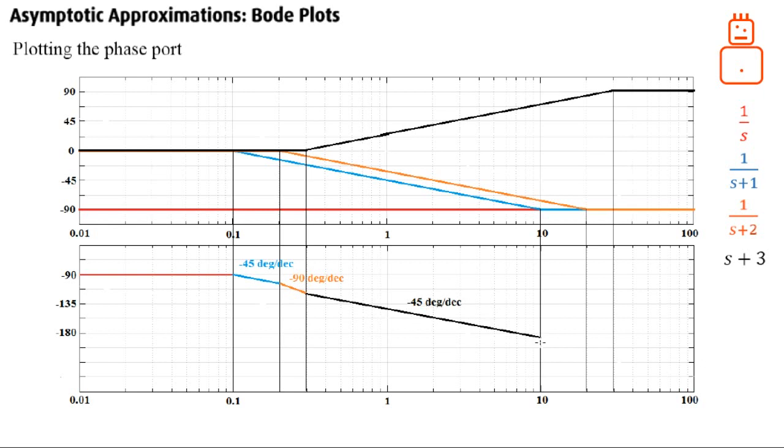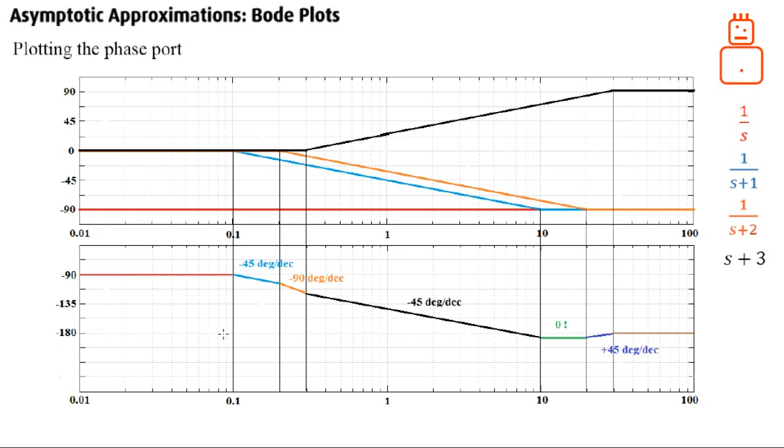When we reach 10, which is 1 decade after the break frequency for the pole at minus 1, the blue one will contribute only minus 90. The orange and the black will cancel out each other, so it will be just a line here. After that, the orange one also dies out here, so the only one that takes part here comes from the 0 at minus 3. After that, this 0 will be constant at plus 90, sorry, so it will be just one line at minus 180.